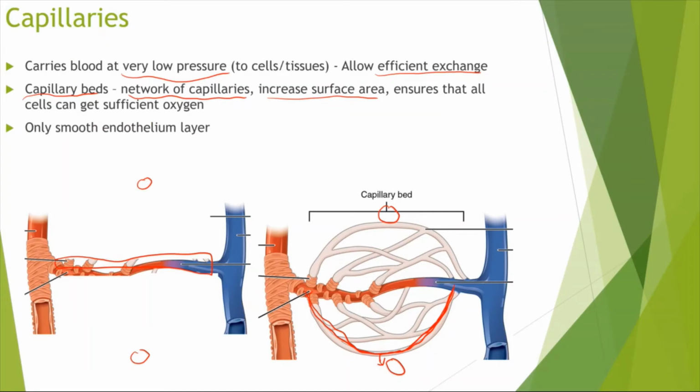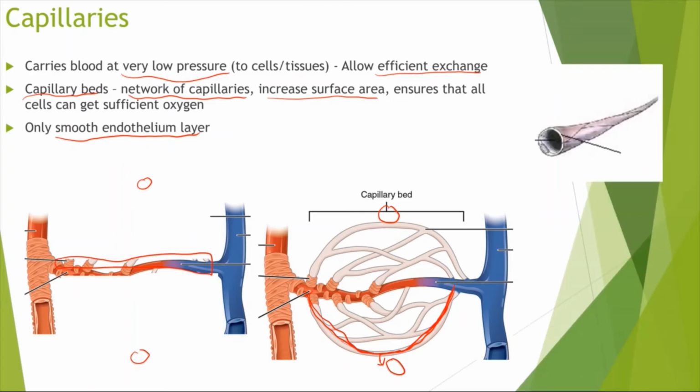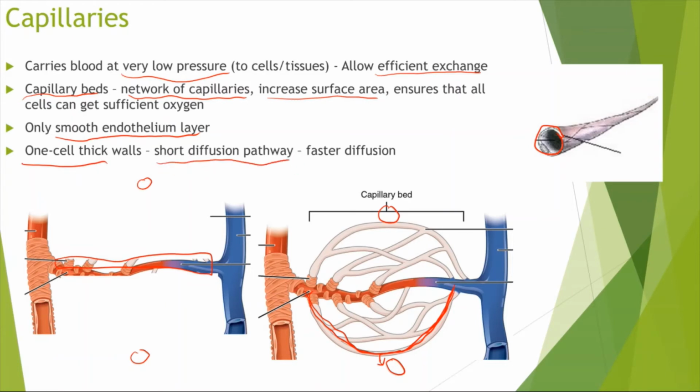And capillaries only have a smooth endothelium layer, which reduces friction, but they only have that one layer. As you can see there, this is the only layer, which means that they are very thin, one cell thick, and this means there is a shorter diffusion pathway for oxygen into the cells. This allows for faster diffusion, so when our cells need to respire quickly, this is very useful.